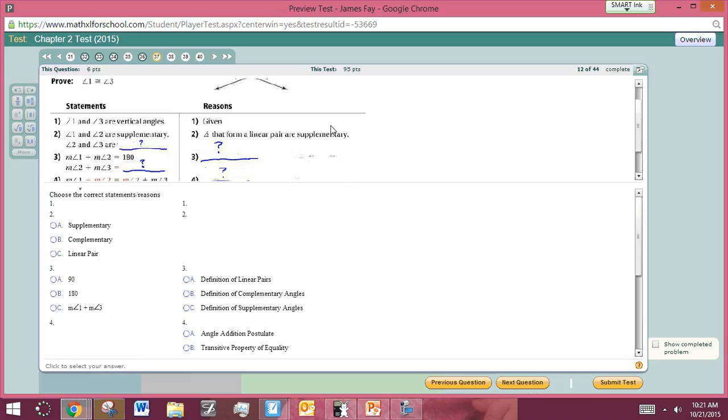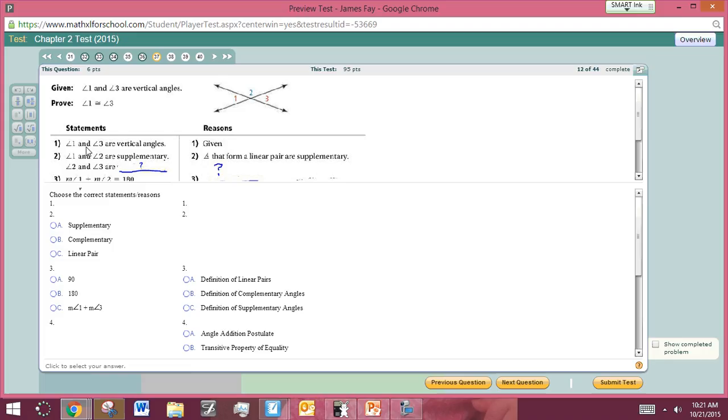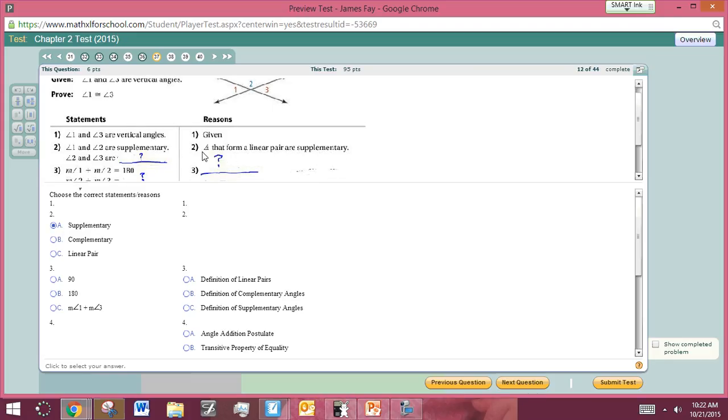37 here. We did this proof in class. Angle 1 and angle 3 are vertical angles. Angle 1 and angle 2 are supplementary angles, formally a linear pair. Then angle 2 and angle 3, if we look at those two angles, also form a linear pair. So that is going to be number 2 here. Angle 2 and angle 3 are supplementary because they're a linear pair.